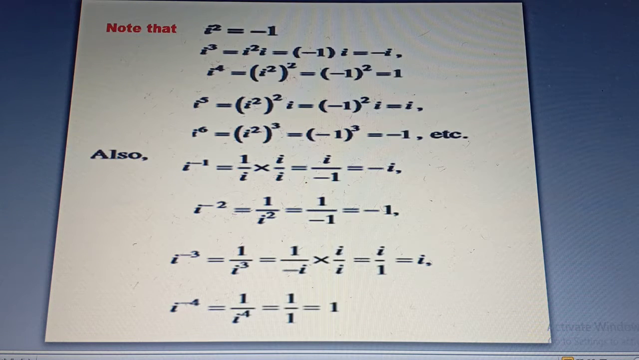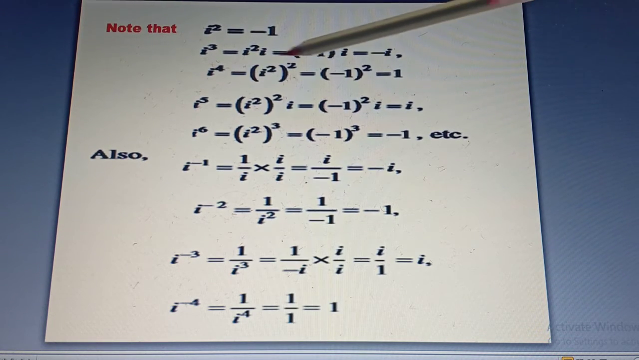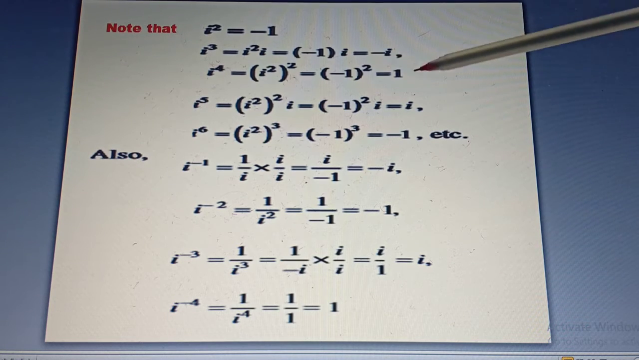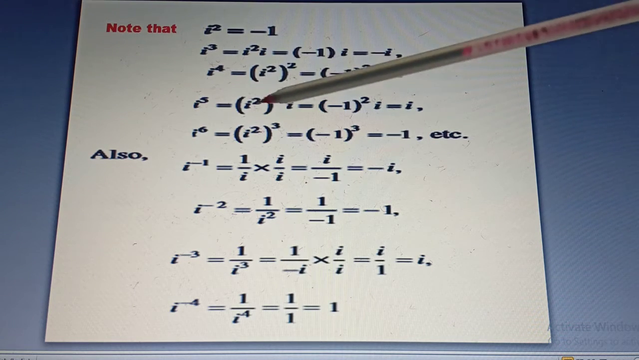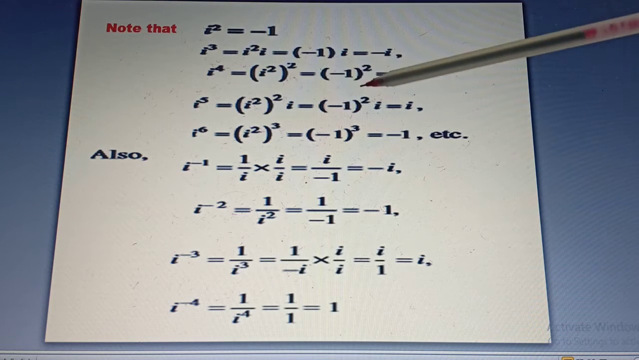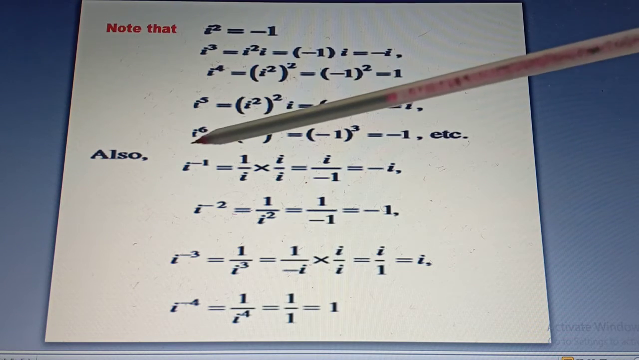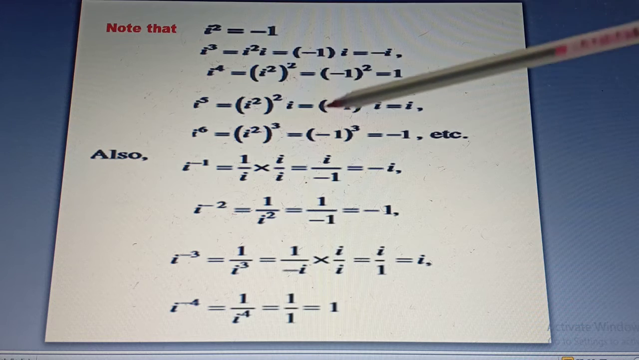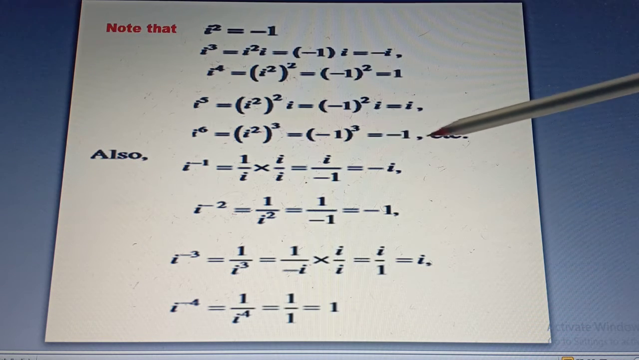So students, there are some working rules of imaginary numbers. We know that i square equal to minus 1. So how can we get i cube? i cube can be written as i square into i. So i square is minus 1, so minus 1 into i, it will be minus i. i to the power 4 is i square whole square, i square is minus 1, so minus 1 square is 1. i to the power 5 is i square whole square into i, which equals i. i to the power 6 is i square cube. So i square is minus 1, cube is minus 1.